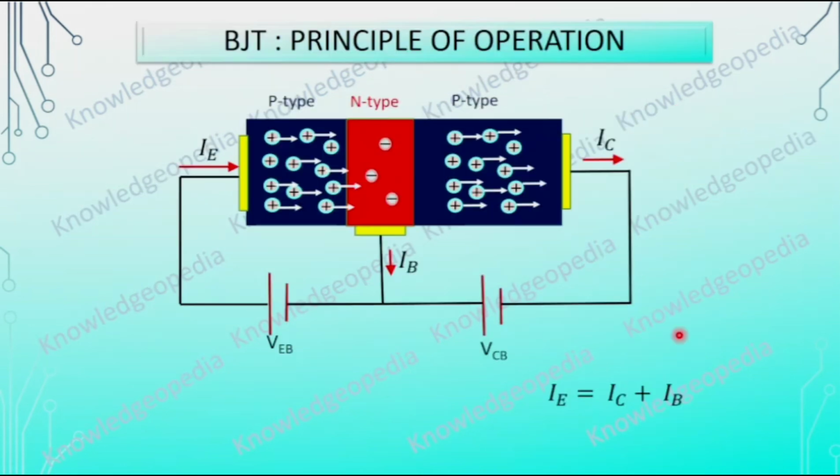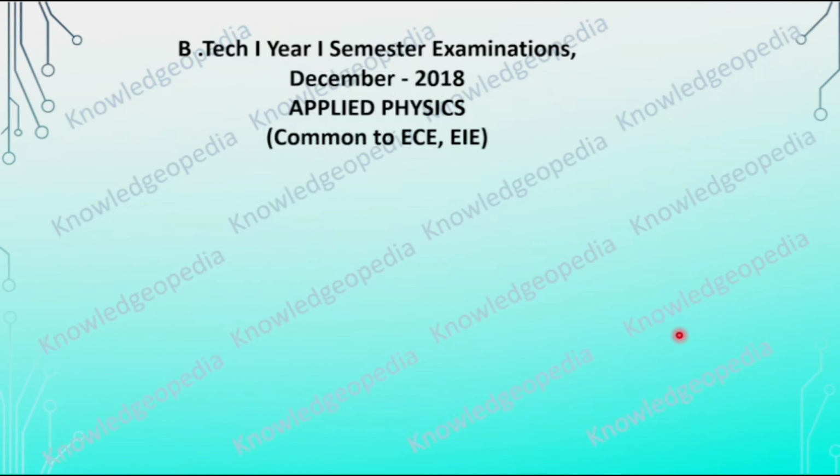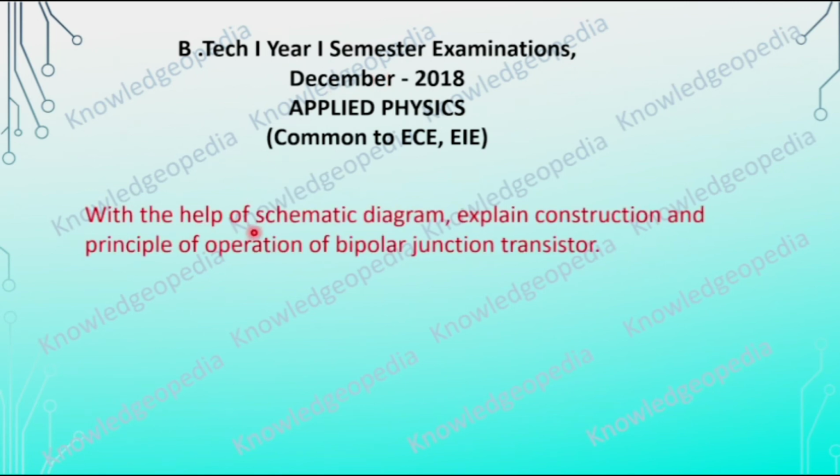current flow. Now let me show you one question which came in the BTech first year semester examination, December 2018. So what was the question? With the help of a schematic diagram, explain the construction and principle of operation of a bipolar junction transistor. The weightage for this question was 7 marks. Looking into this video and the previous video, you can easily answer this question. If it comes in your exam, hope you can write the answer.